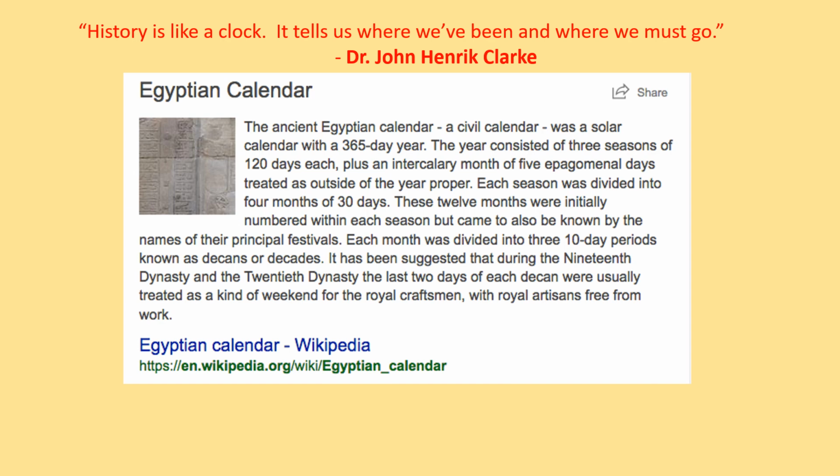Dr. John Henry Clarke always reminded us that, quote, history is like a clock. It tells us where we've been and where we must go. The current calendar used all around the world is based on the same calendar created by our African ancestors. The African calendar was created over 6,000 years ago and is based on a 12,000 year solar cycle.